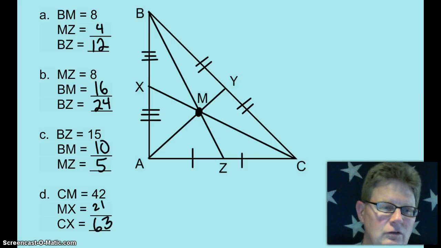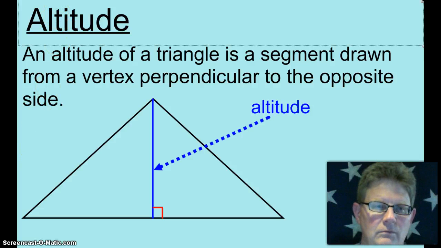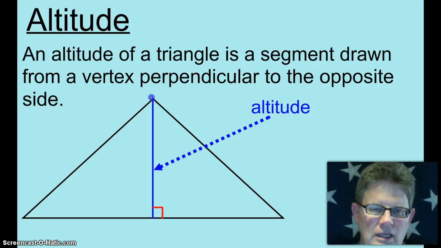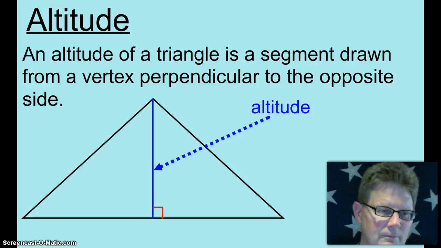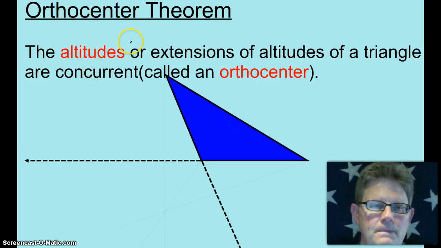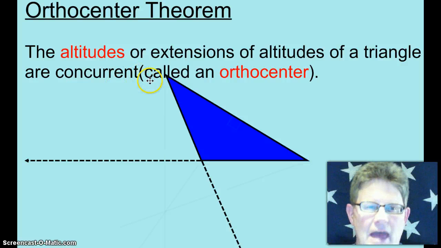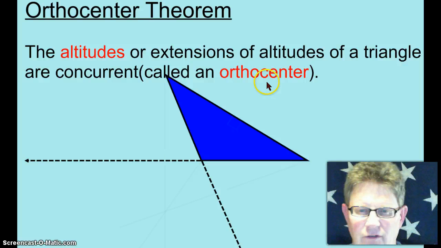Alright. The section was medians and altitudes. Let's go ahead and see what an altitude is just to make sure. An altitude is a segment drawn from a vertex right here down perpendicular to the opposite side. That's an altitude. Okay, there's a definition. Here comes a theorem. It's a pretty simple theorem. The altitudes or extensions of altitudes of a triangle are concurrent. Concurrent means that they meet at the same point. That point of concurrency is called the orthocenter.